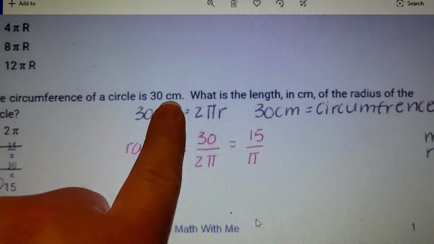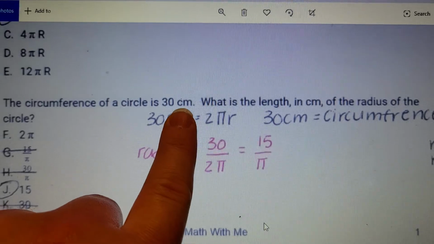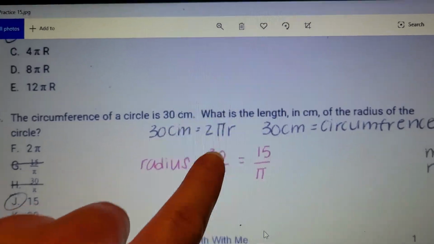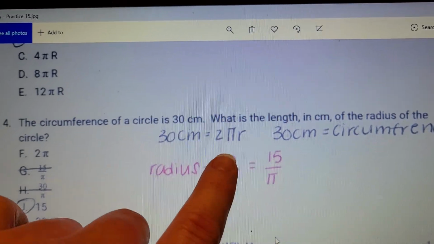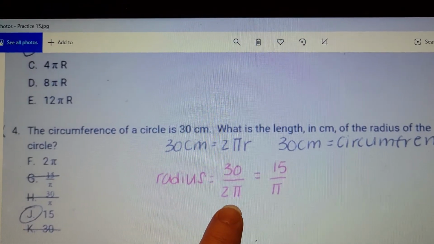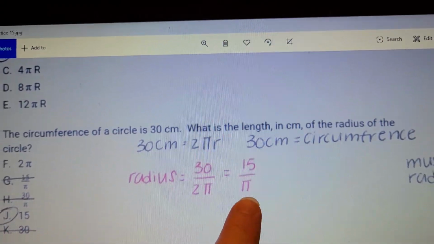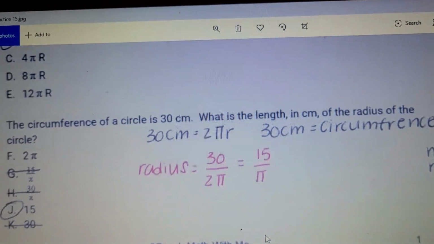So you would have 30 equals 2 pi r, and you got to get r by itself, which means you have to divide by 2 pi. So that's what you have here, which I assume you got from the answer key. So 30 divided by 2 is 15. You can't do anything with the pi, so this should be 15 over pi.